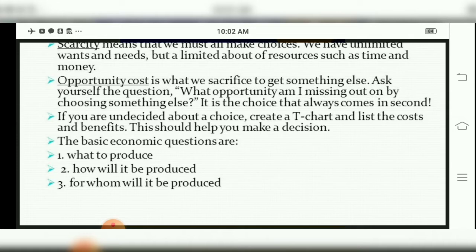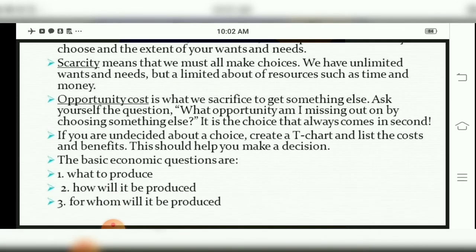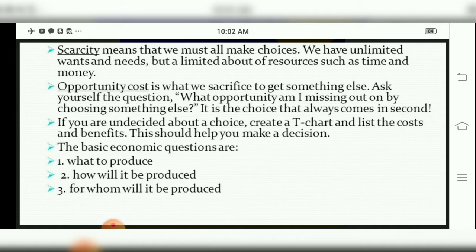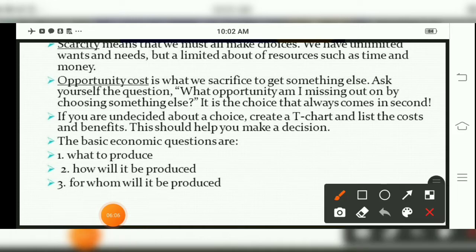That is, 3 concepts we studied: scarcity, opportunity cost, and the first one was economics related to choice, your financial position. So the basic economic questions, keep in mind, children, they are very important. These basic things should come to mind: what to produce, how will it be produced, for whom will it be produced.